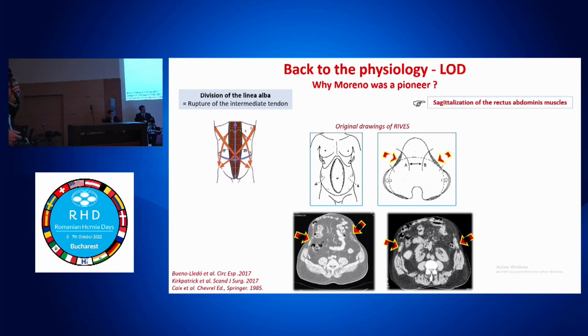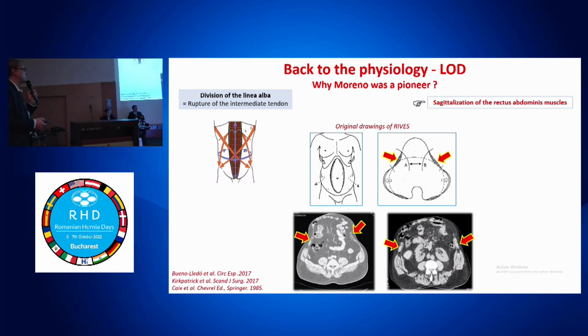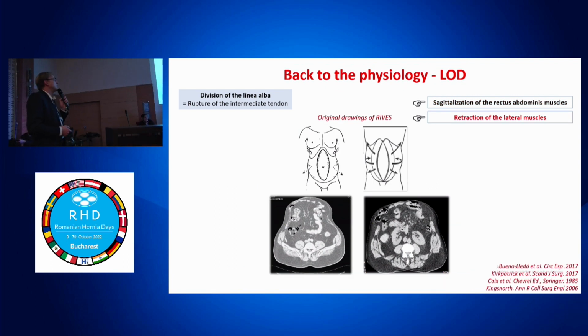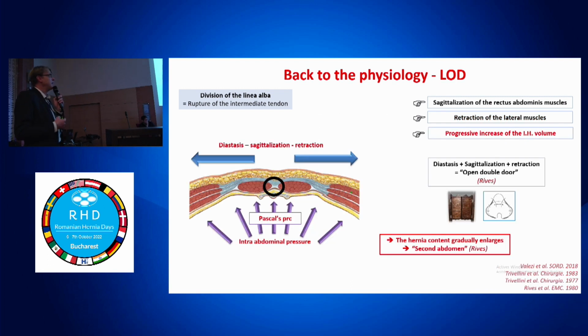As a consequence, we will find the sagittalization of the rectus abdominis muscle, as shown in the original drawing of Reeves and as shown on this CT scan. But also we will find the retraction of the lateral muscles as shown here. And as a consequence, we will find the progressive increase of the incisional hernia volume.